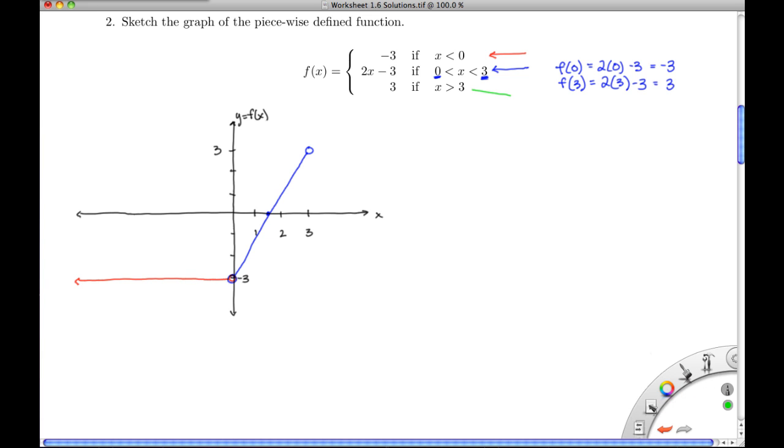The third part of our function is another constant function. As long as x is strictly greater than 3, it's going to have a y value of +3. So we have another constant function going on here. It would start here and extend off into infinity. So this would be our graph for our piecewise defined function, and sometimes it's just a matter of recognizing what type of piece we've got, constant, linear, quadratic, who knows, and then getting the endpoints correct.